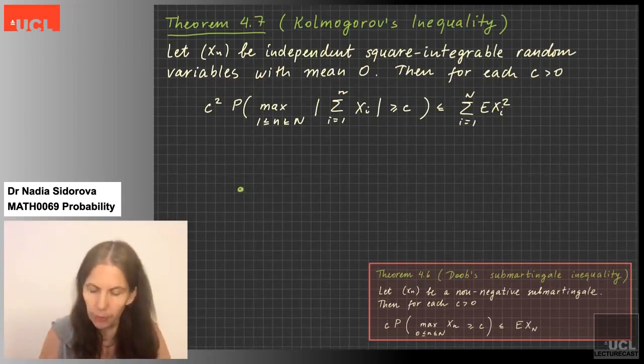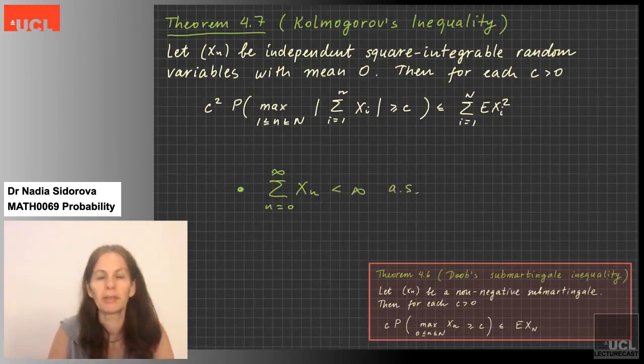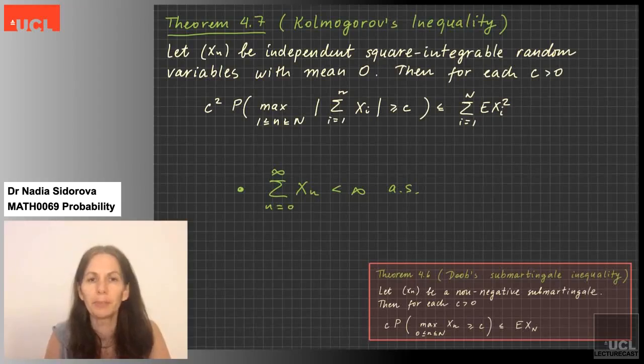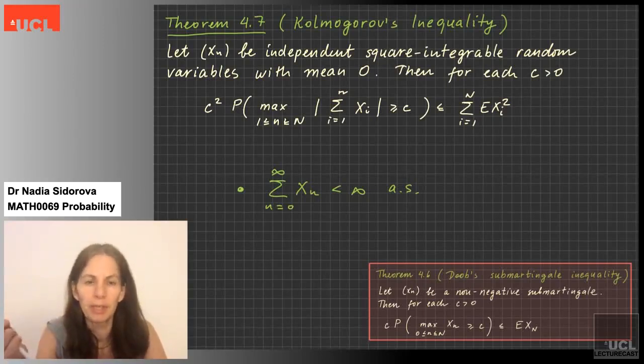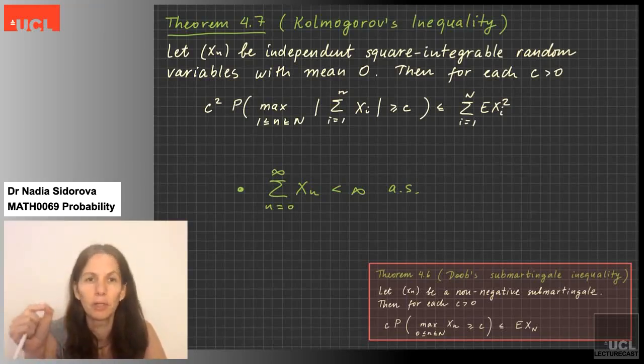So I told you that one of our big goals for this week is to prove that under some conditions, this random series here, consisting of independent random variables, converges almost surely. How do we prove convergence of a series? We can say it is equivalent to the partial sums converging. We can also say this is equivalent to the sequence of partial sums being Cauchy. What does it mean to be Cauchy? It means that the difference between the nth partial sum and the mth partial sum should be small.